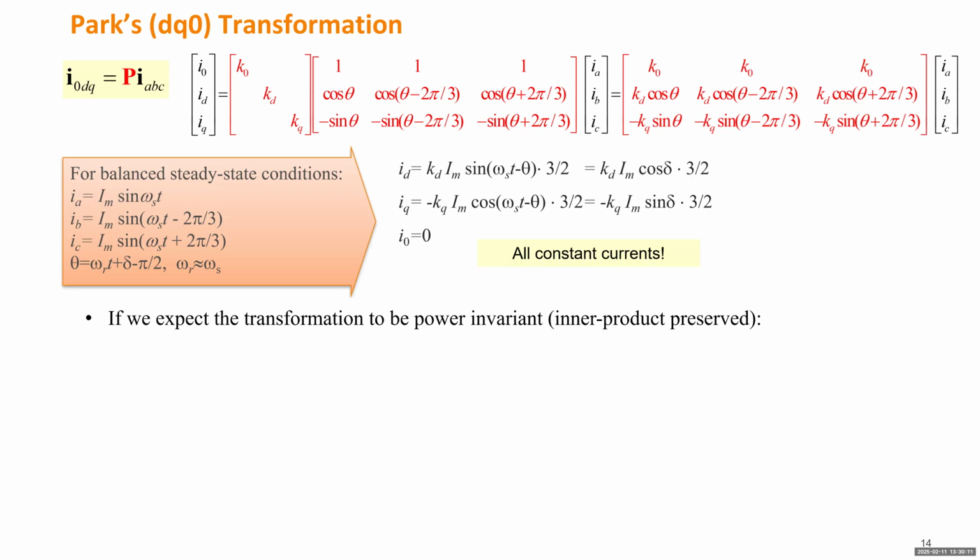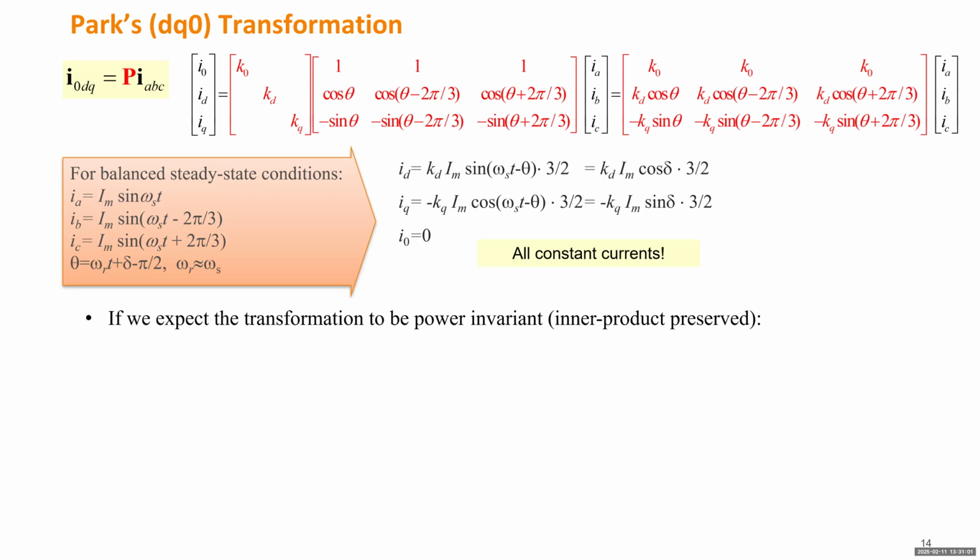Okay, next we need to determine the value for those Ks. So here we can add one very important condition. We want to make this transformation be power invariant. Power invariant means it has preserved value for inner product. So before transformation, we can do any inner product, which means we do the dot product of two vectors. And what condition do we need to do dot product of two vectors when we calculate power? Because power is defined to be somehow like a dot product of a voltage and current vector.